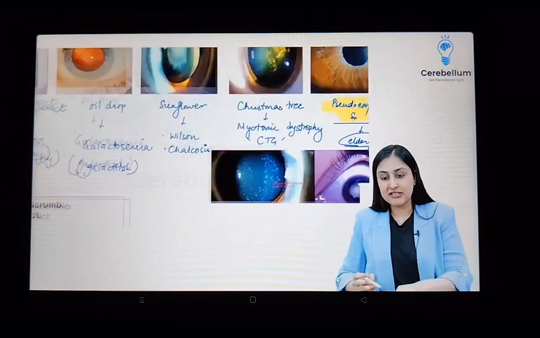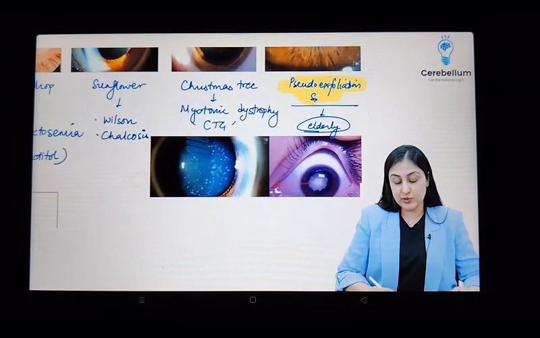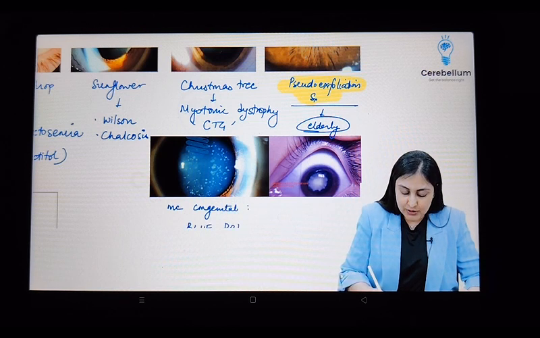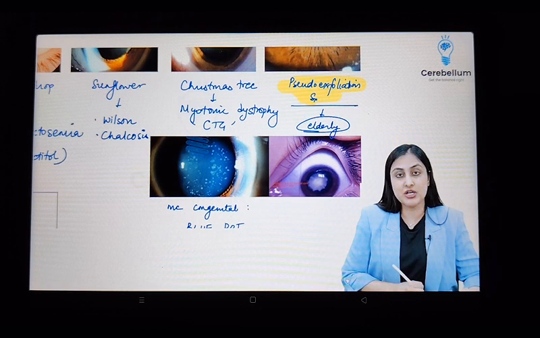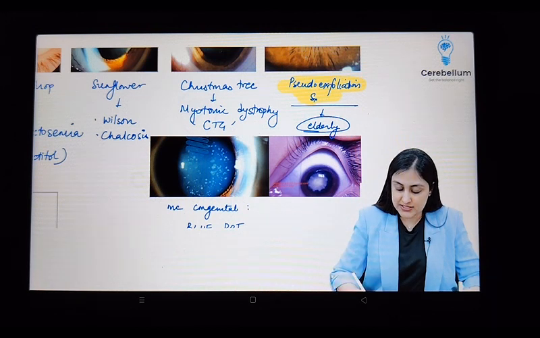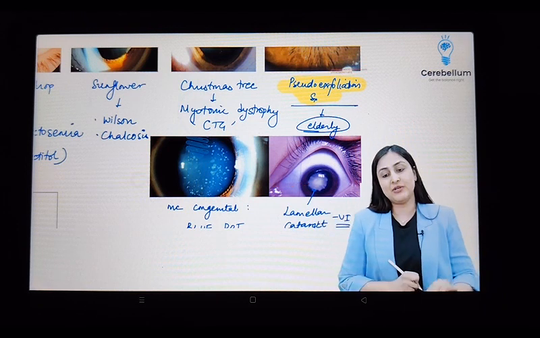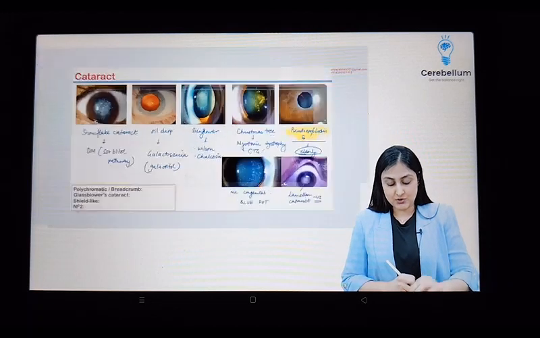As far as the congenital cataract type goes, two names you want to remember. The most common congenital cataract is the blue dot cataract. However, it does not result in visual impairment. What results in visual impairment is the lamellar cataract. Lamellar cataract is the one which results in significant visual impairment. So these two images can be asked to you.